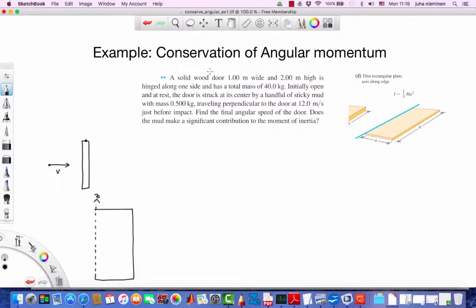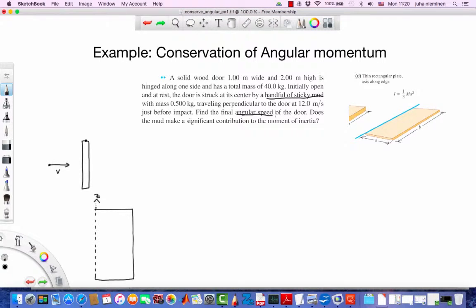This problem is a typical example of conservation of angular momentum, or you might even think about it as linear momentum being converted into angular momentum, if you will. So what we have here is a door that is at rest initially, seen from above. It's stuck at its center by a handful of sticky mud. The pile of mud sticks in the middle of the door, and we would like to know the resulting angular speed of the door.